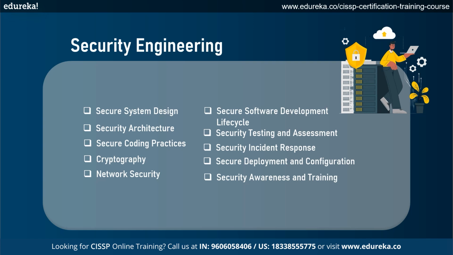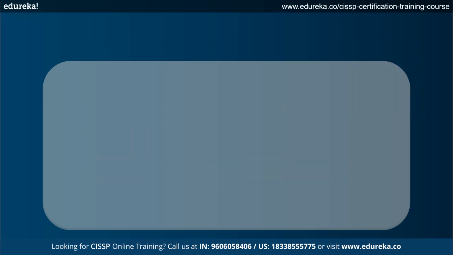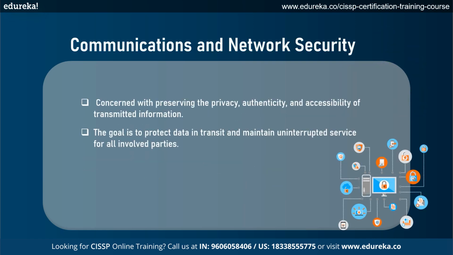Next, we have communication and network security. As a subfield of information security, communication and network security is concerned with preserving the privacy, authenticity, and accessibility of transmitted information. Here, the goal is to protect the data in transit and maintain uninterrupted service for all involved parties.